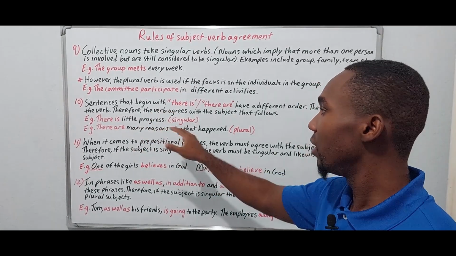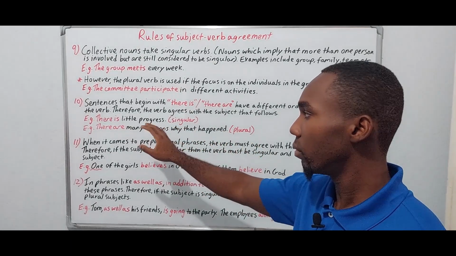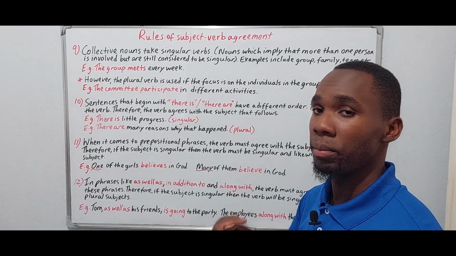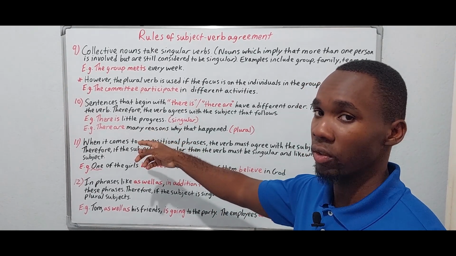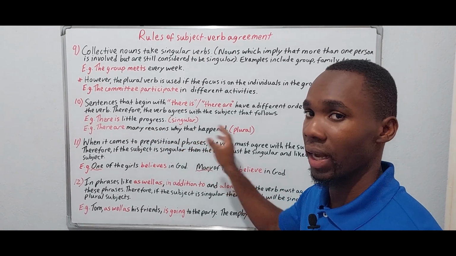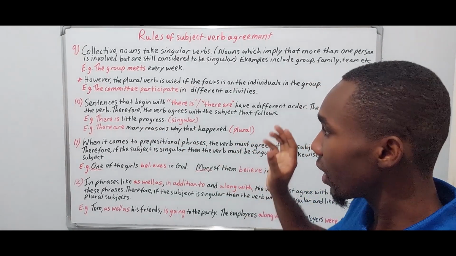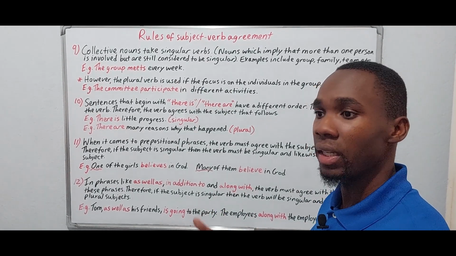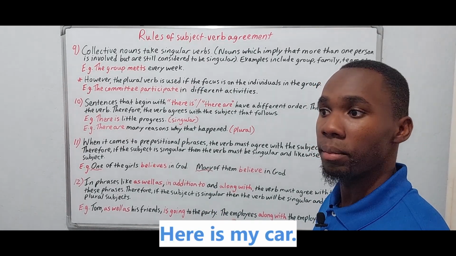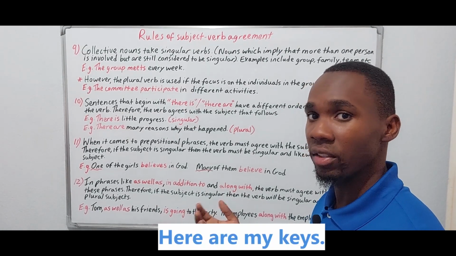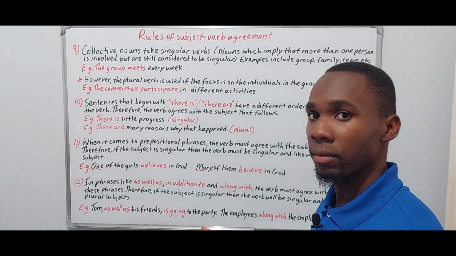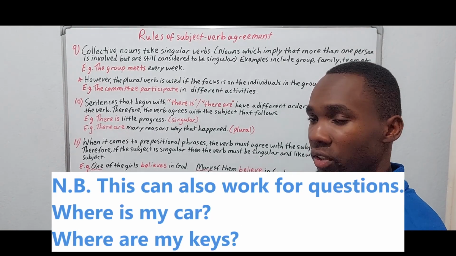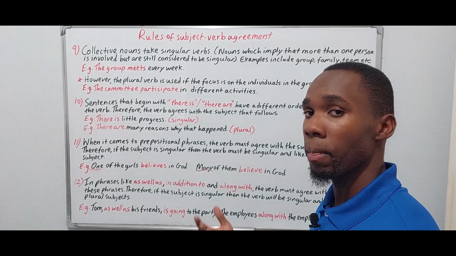Likewise, there are many reasons why that happened. Once again, we use the verb to be. Many reasons would be plural, so our verb must be plural. There are many reasons why that happened. Okay? And this is the same thing with "here." So here is my car. Here are my keys, for example. Same thing. The subject agrees with the verb, but of course the order is different. So here is my car. My car is singular.